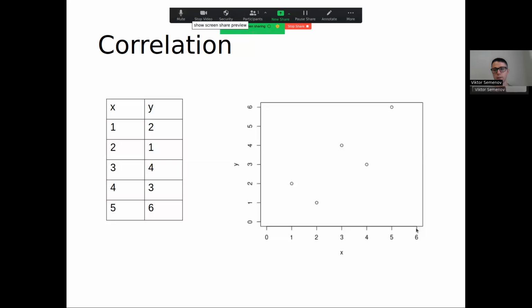For example, if we get the value of 6 for x, we cannot be exactly sure where the value of y will be. So we can expect that somewhere here. But to which extent can we be sure? The answer to this question can be gotten through the calculation of the correlation coefficient.